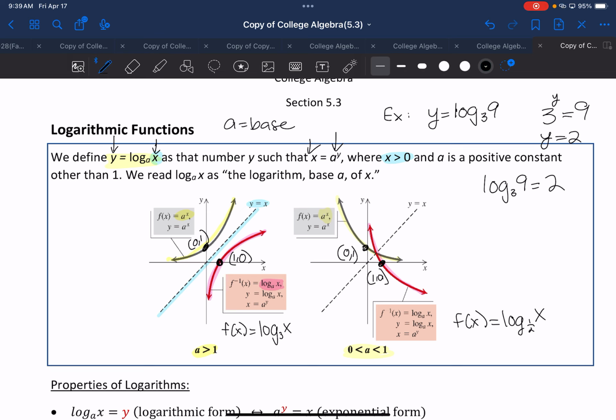Just like when we had radicals, if I had the square root of x minus 2, the x minus 2 is contained under that radical. So if I had log base 3 of x minus 2, the x minus 2 is contained in that log. It's inside of that function. So the log is like its own operator.